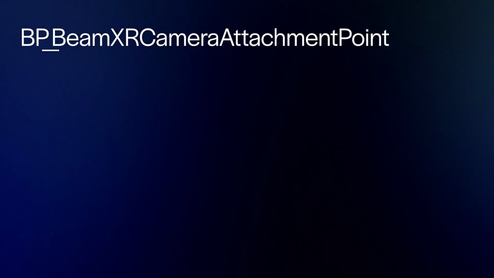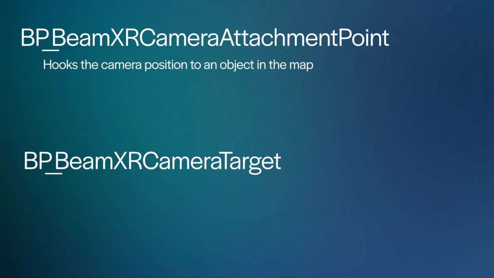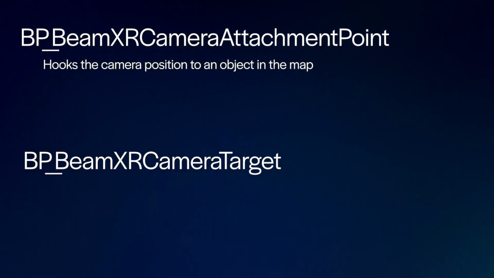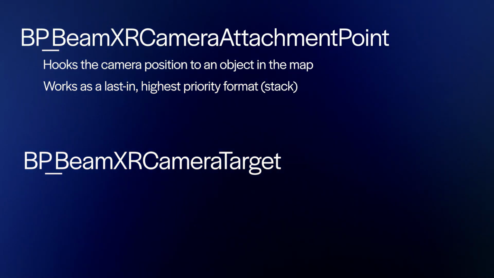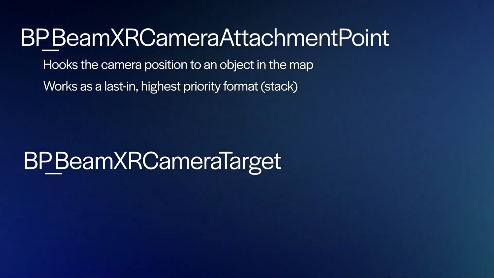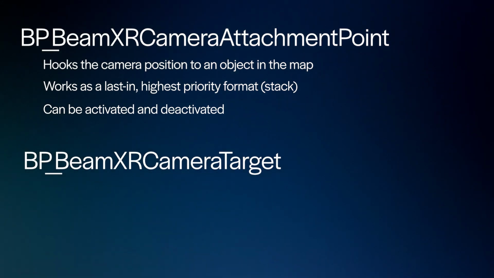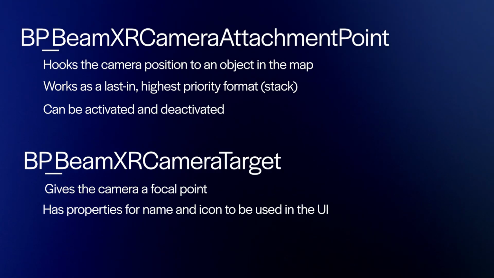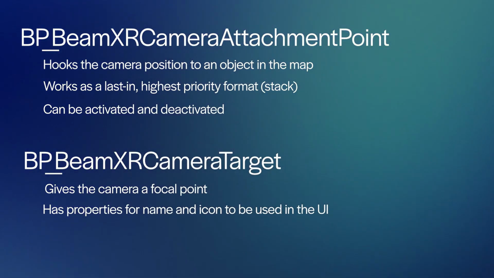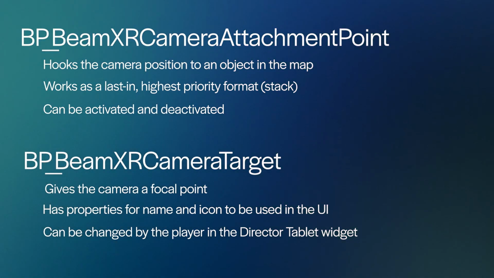Now let me introduce you to 2 new blueprints. We have the camera attachment point and the camera target. The camera attachment point hooks the camera to an object in the map, meaning when that object's moved, the camera moves with it. This works in a last-in, highest-priority stack format, meaning the last attachment point to exist in the scene becomes the active one. And they can be activated and deactivated programmatically. The camera target gives the camera a focal point. It has properties for names and iconography that appear in the widget menu, and the widget menu allows your player to control which focal point the camera has at any given point.